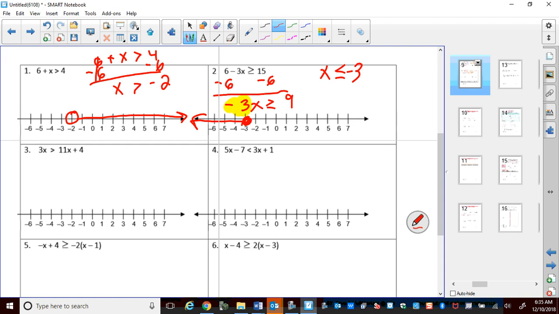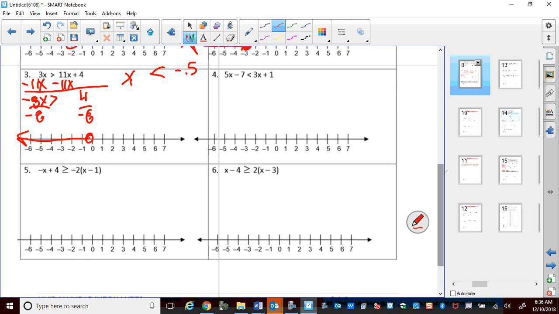Number 3, I'm going to subtract 11x's on both sides to combine those like terms. Get negative 8x's greater than 4. Divide both sides by negative 8. And because I'm dividing by a negative 8, the symbol flips. X is less than negative 0.5. So I have an open circle here, negative 0.5, and x is less than, so it's going to be towards the left.